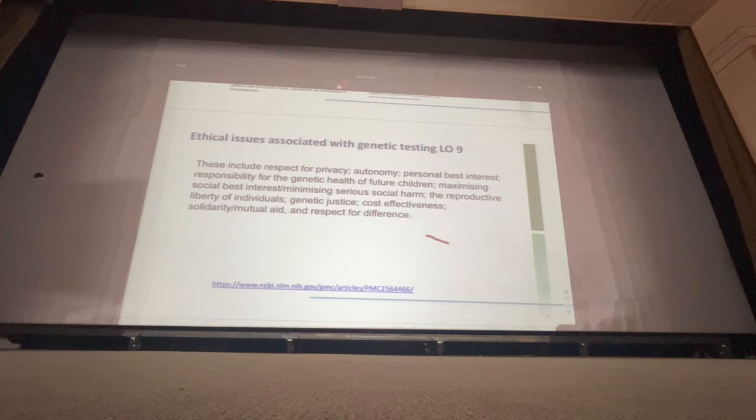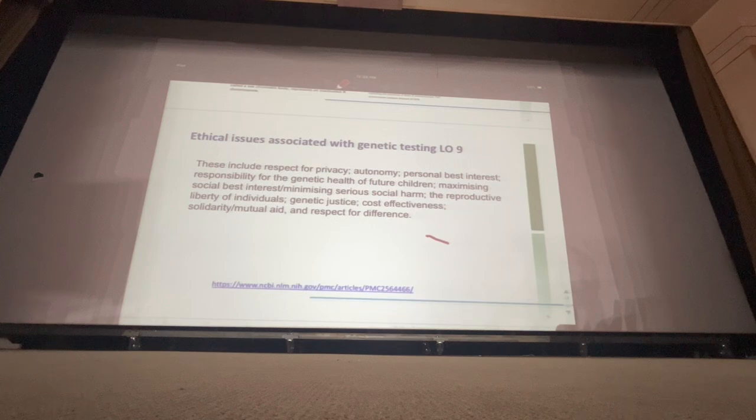So these include respect of privacy. You are knowing about that patient, he is having Klinefelter, he is infertile. So this is something. Autonomy, this is his own decision. So when doing these tests, sometimes these conditions will be breached.